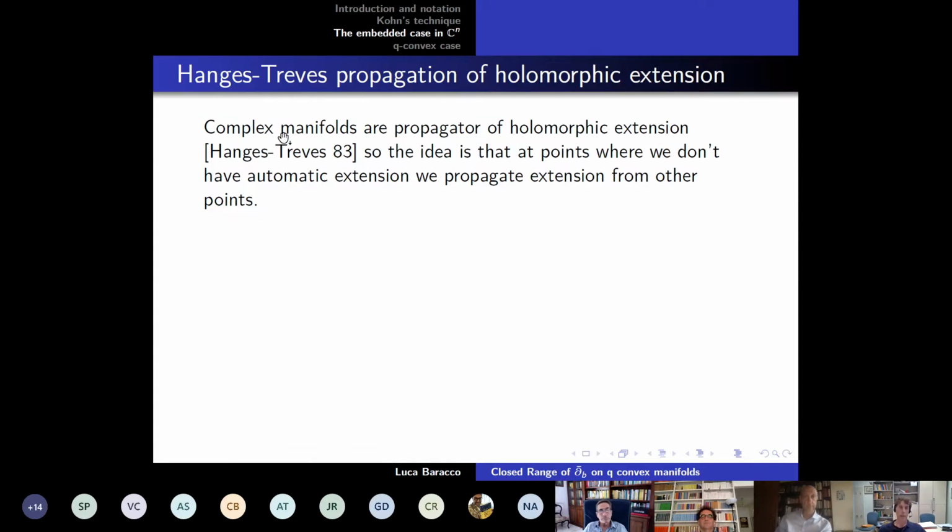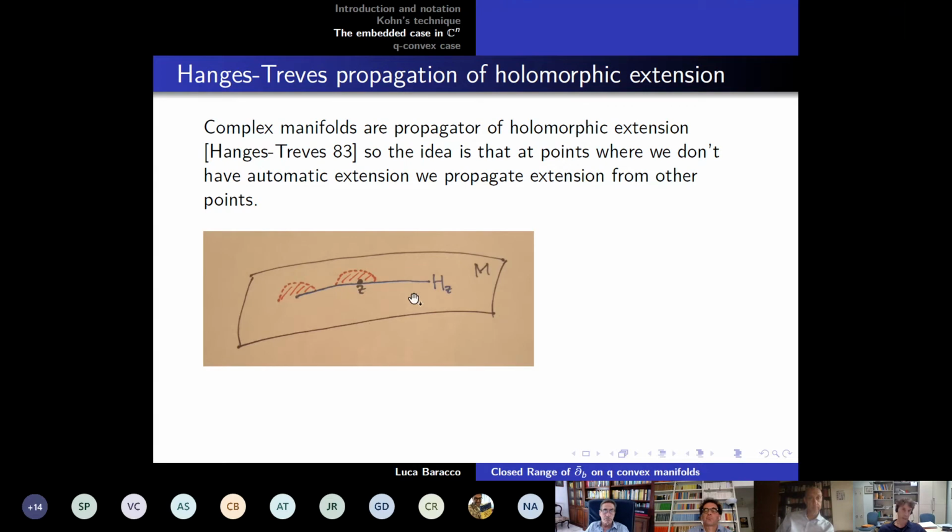But luckily, complex manifolds are propagators of holomorphic extension. So the idea is that at points where we don't have automatic extension, we propagate extension from other points. Let me show you another picture. This is our manifold M. This is a bad point Z, a point where we don't have automatic extension. So there is a complex manifold of maximal dimension passing through Z.